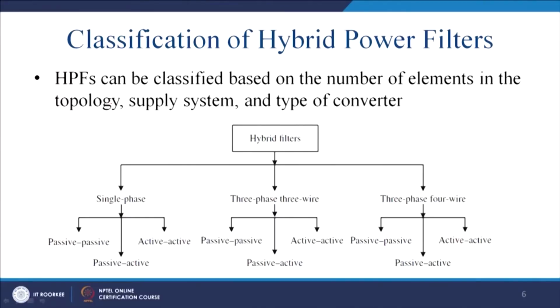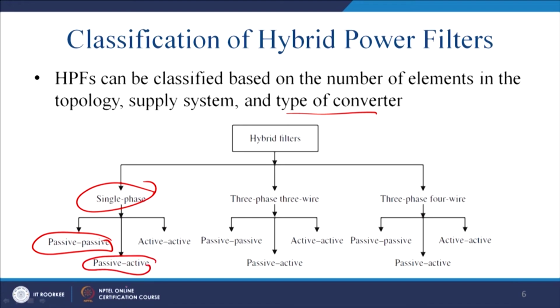You see that this is the overall classification, and the hybrid power filter can be classified based on the number of elements in the topology, as I discussed earlier, the supply system and the types of converter. So, it can be single phase, and then you can have a single phase passive. You can have the passive active combination, this is essentially the hybrid entity, and also you can have an active. I will show you how they differ. In the same way in 3 phase you have the same kind of thing, that is passive, active, passive, and also for the 3 phase 4 wire system.